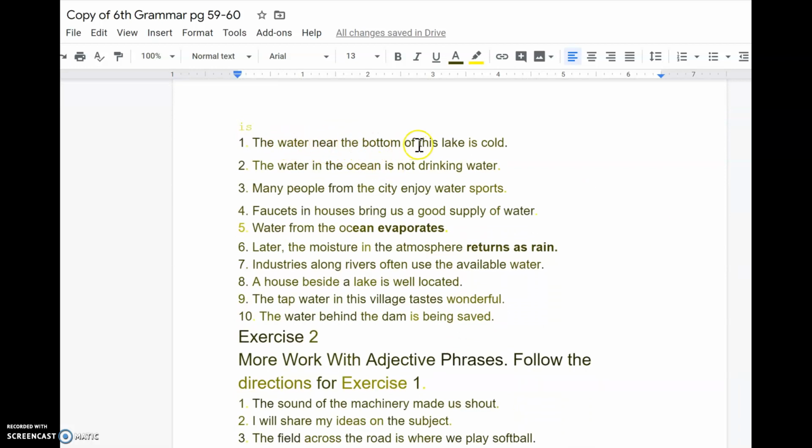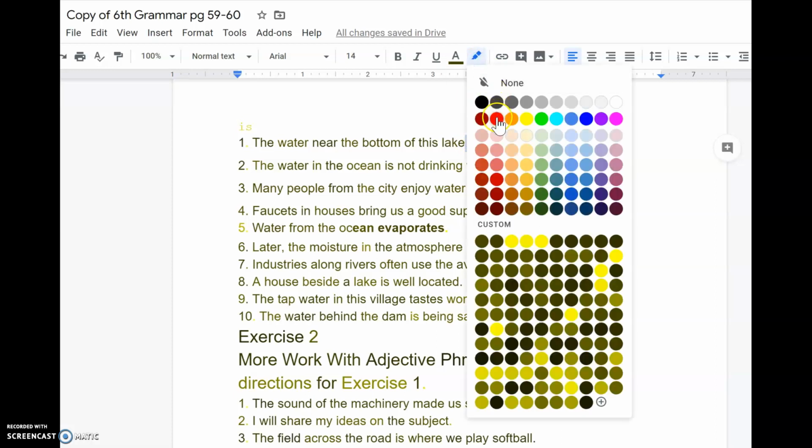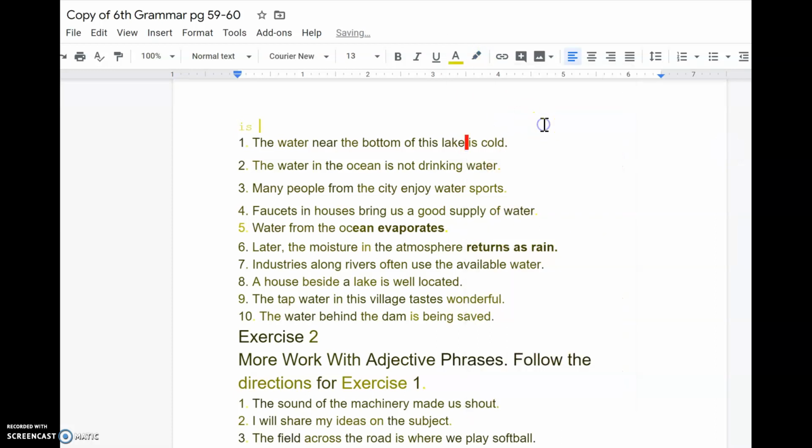The water near the bottom of this lake is cold. First of all, I'm going to put a break between the subject and the predicate. So here's my verb. So everything before the verb is the subject. So there's my break. The water near the bottom of this lake is cold. So I think that this is going to be an example of one that has two. Let me just double check.